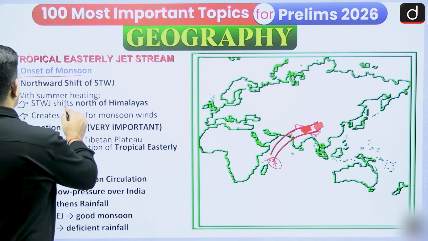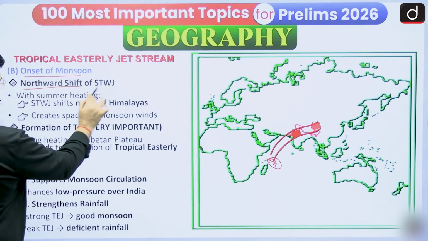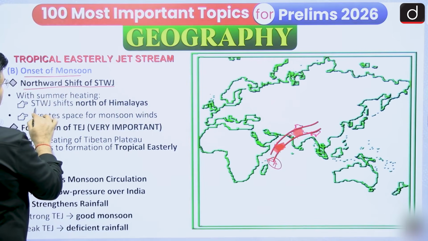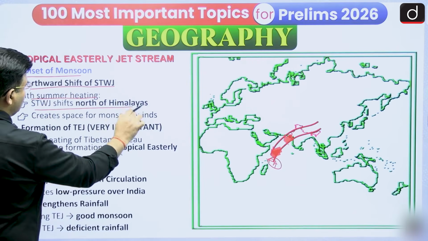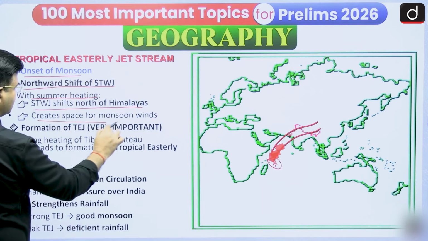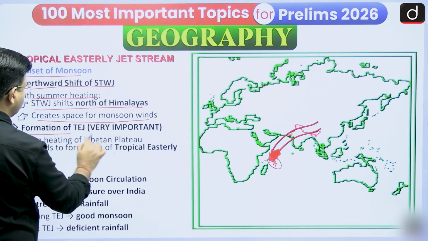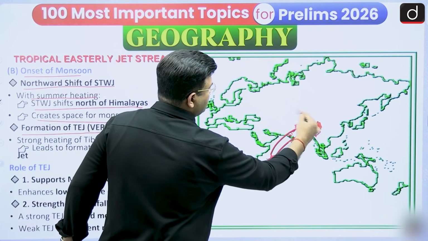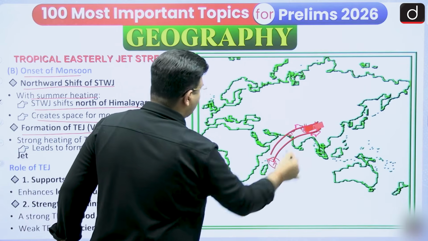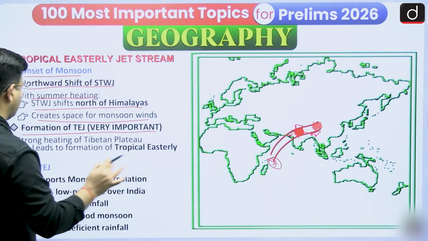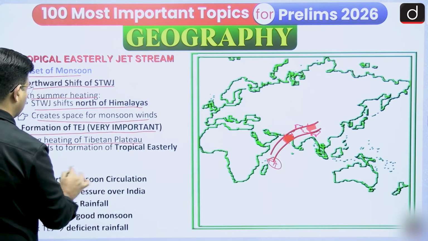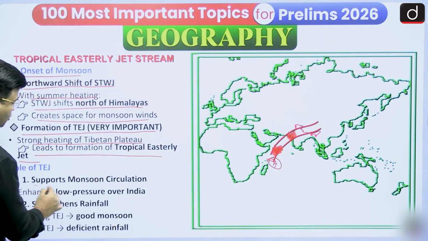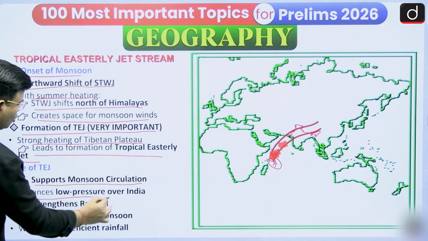And here we can say the onset of monsoon is marked by the northward shift of the subtropical westerly jet stream. After that, with the summer setting in, the subtropical westerly jet stream north of the Himalaya creates a space for monsoon, and then comes the formation of the tropical westerly jet stream. The subtropical westerly jet stream is already there. Now in Tibet, the strong heating of the Tibetan Plateau leads to the formation of the tropical westerly jet stream. It supports monsoon circulation and enhances low pressure over India.